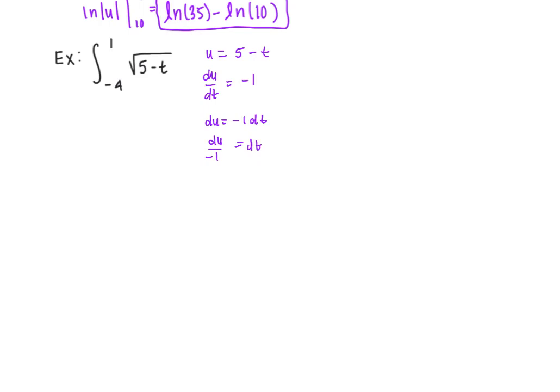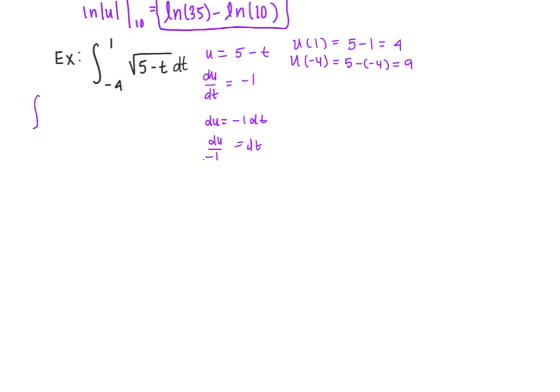So the next thing I need to do is redo my limits, because right now my limits are in terms of t, which I forgot to write, but I need to make them in terms of u. So I'm going to do u of 1 is 5 minus 1, which equals 4, and u of negative 4, which is 5 minus negative 4, which is 9. So now I have u and I have dt, so I'm going to do some substitution here.